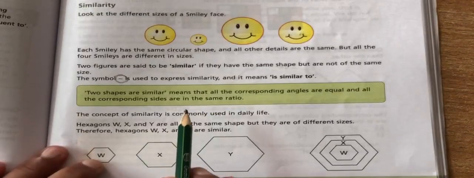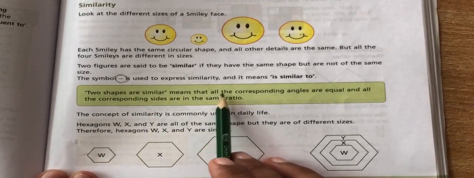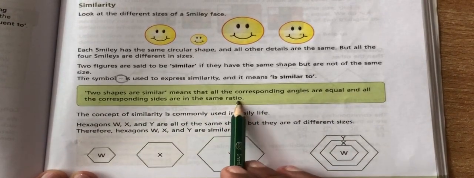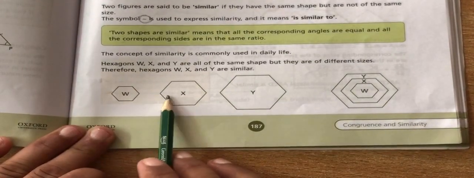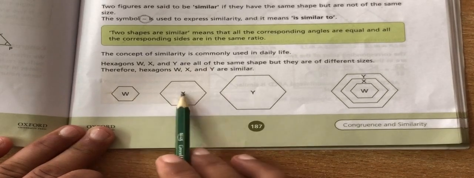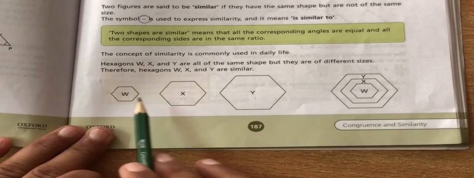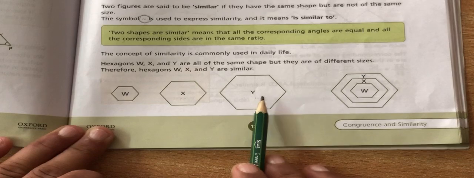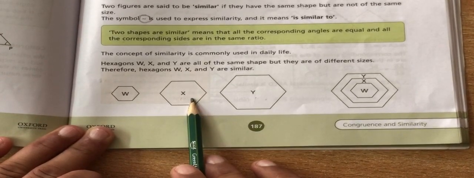So the definition of similar figures: two shapes are similar means that all the corresponding angles are equal and all the corresponding sides are in the same ratio. Here we have some examples. You can see these are the hexagons W, X and Y. They look alike, but they are different in size. So all similar shapes have equal angles but are different in size or proportional in size.